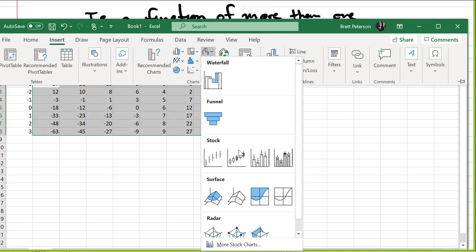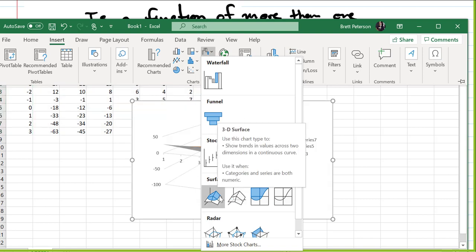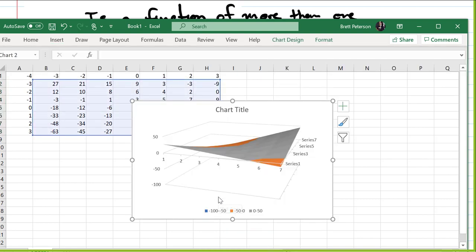There we go. So here we go to surface, and let's go ahead and create a surface. And Excel will actually create a nice three-dimensional graph of what that function looks like for you based on that data that we just created. So we'll see some applications of this shortly.